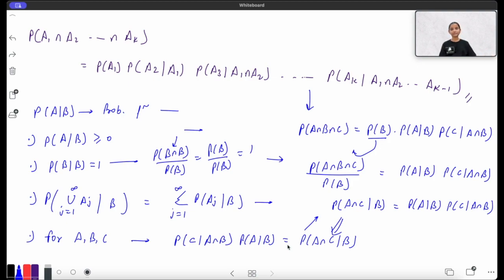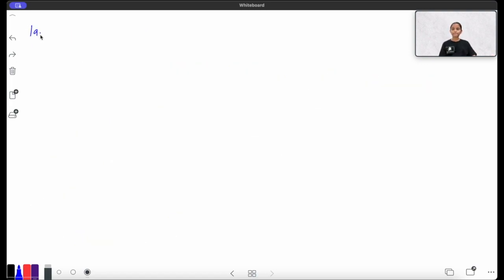Okay, so these are the corresponding four axioms related to the conditional probability. I think there is no doubt in this. And the next thing that we are going to do is the law of total probability.